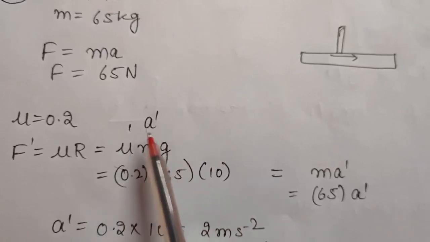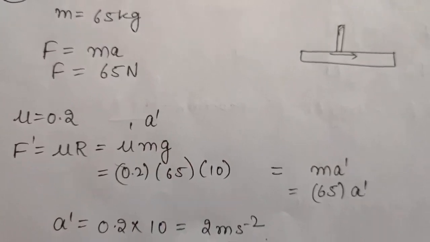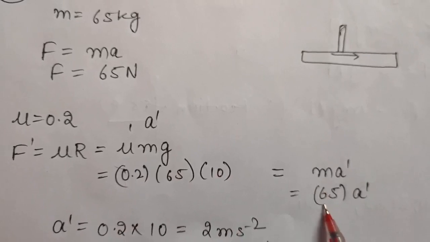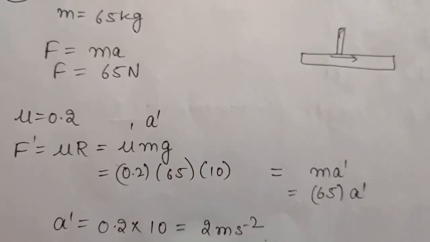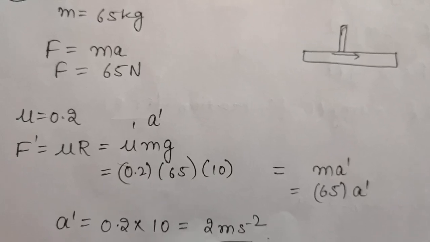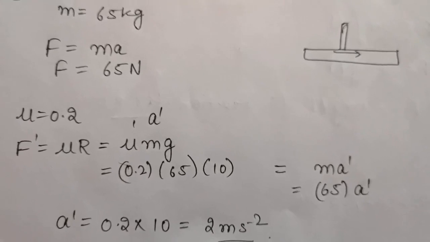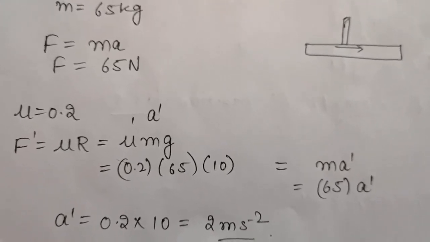Now if we are considering A dash to be the acceleration up to which the man remains stationary, then this will be nothing but m A dash. Again m is 65 and we have to calculate A dash. 65 will cancel out, so you will get A dash to be 0.2 into 10, that will come to be 2 meter per second square. So this is the acceleration of the belt up to which the man can remain stationary on the belt.